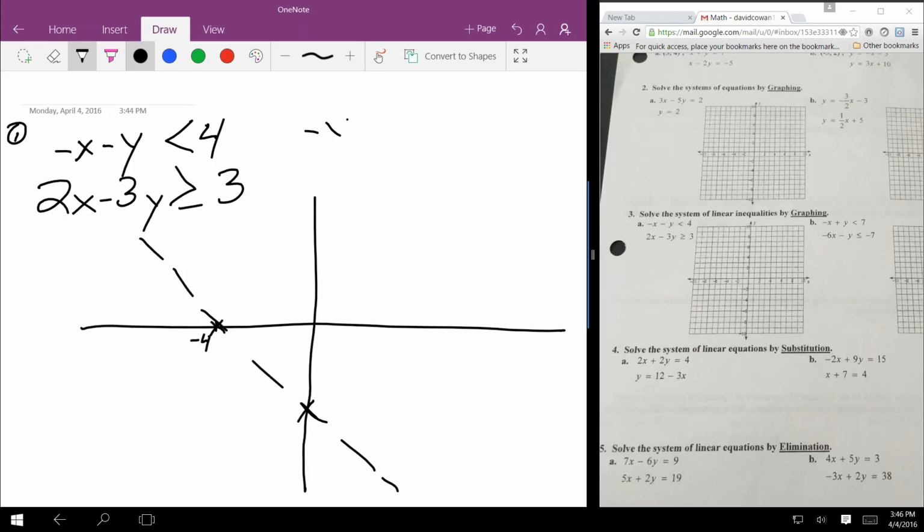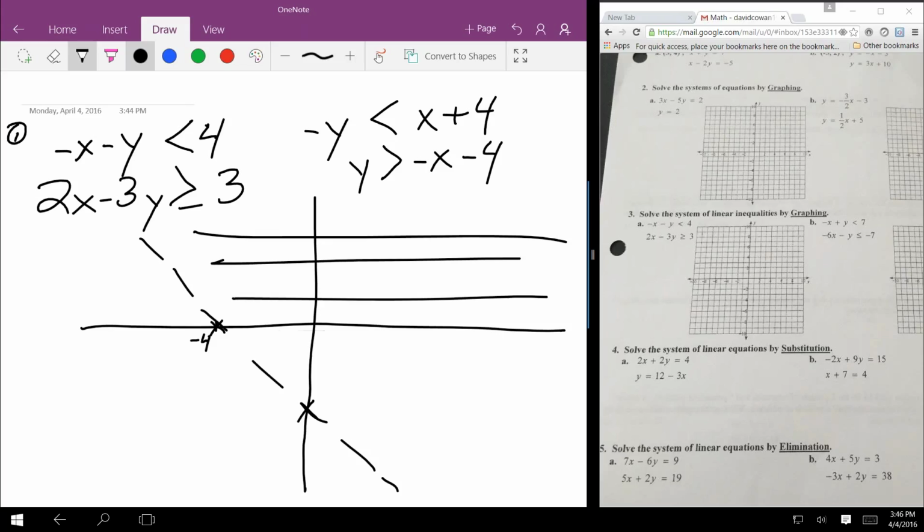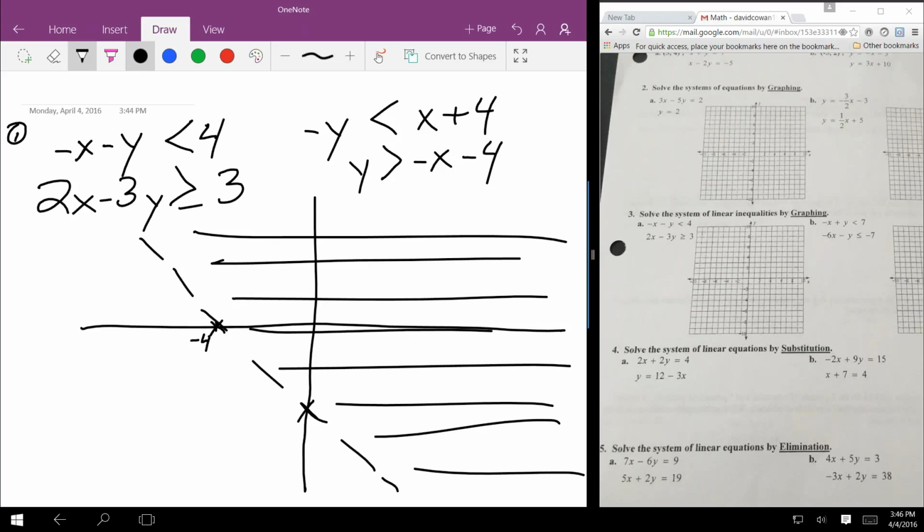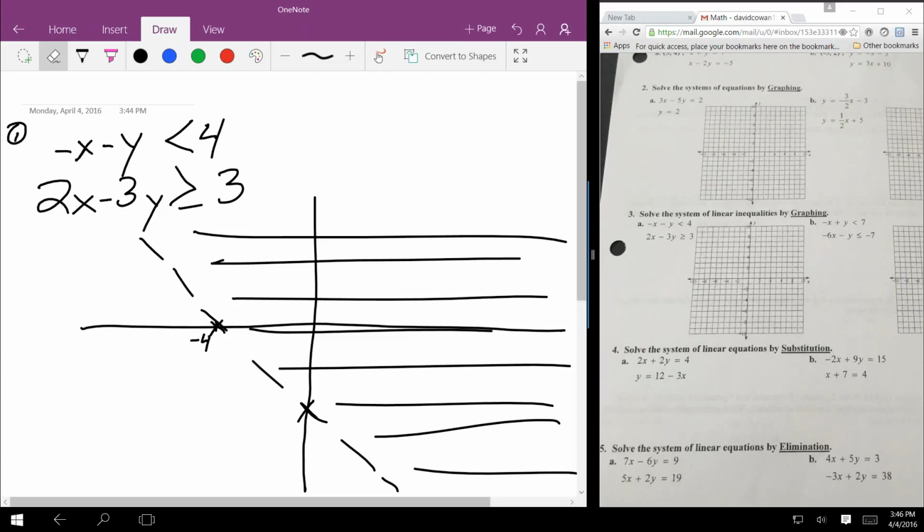Well, I know that negative y is less than x plus 4, which means y is greater than negative x minus 4. The line we just drew is negative x minus 4, and y is greater than, so I'm going to use horizontal lines to designate the area. And since we just found out that graphing the y and the x-intercept doesn't get the job done, let's convert this second one to y equals mx plus b format, because then we'll know how to graph it and which side to shade, which is the difficulty.